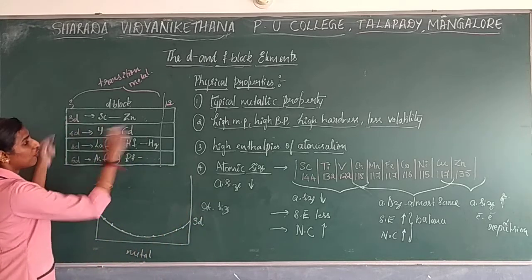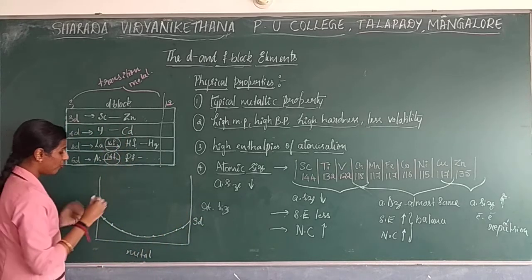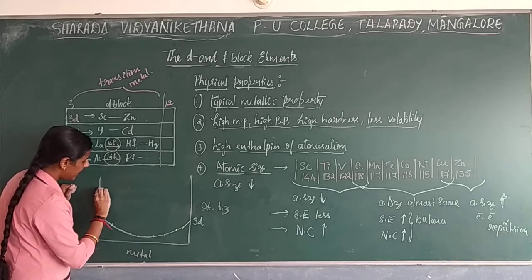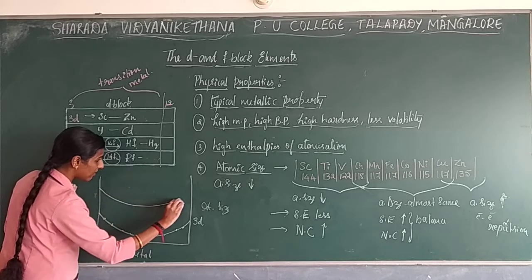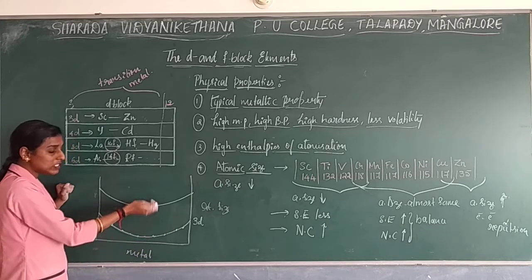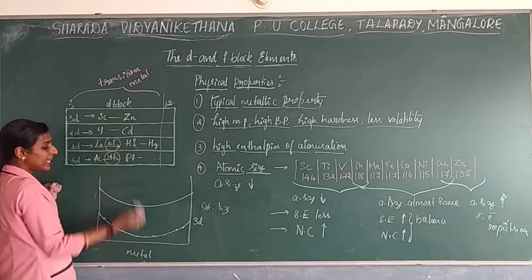Next we will draw for the 4d series. When we draw the 4d series, as well as the 3d series, you can see much difference. The difference will be seen over here. Why will that difference be seen?